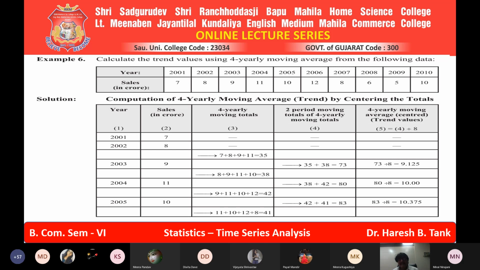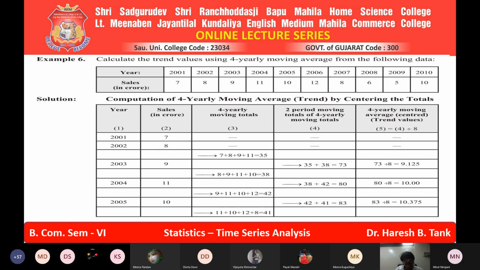Okay. As I said, it is 4-yearly moving average. The first thing to be done is make a bunch of 4. So the first 4 elements are 7, 8, 9 and 11. Among these 4 elements, you have to make a sum. So it would be 7 plus 8 plus 9 plus 11. The total comes to 35.